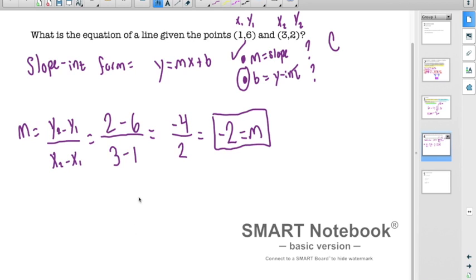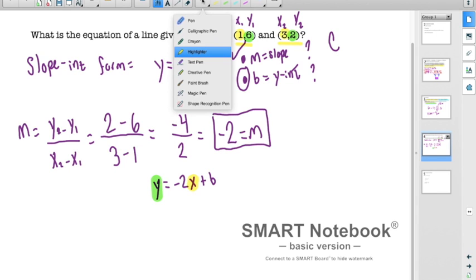So remember how we do this. Now it should look like y equals negative 2x plus b. But notice how we can use either one of these points. We can use (1, 6) or (3, 2), right? Because we have x and y. We just have to substitute in one of these points. We're not going to use 1 and 2 or 3 and 6. We've got to use something that's consistent, either this one or this one. And we just have to substitute in and solve for b.